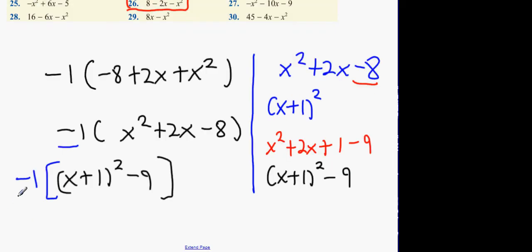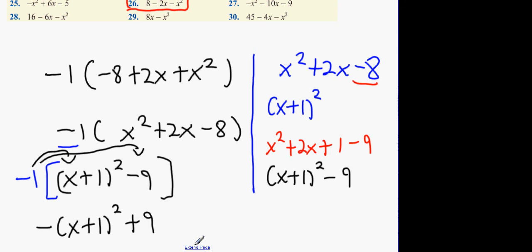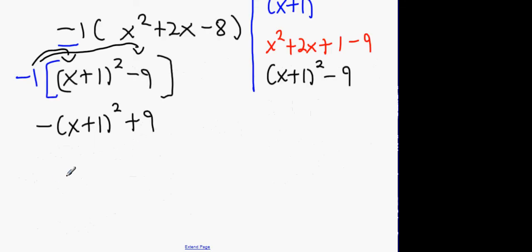Multiply back in by the minus 1, and what happens? We're going to get minus x plus 1 squared. What's minus 1 times minus 9? Plus 9. Bring the 9 back to the front. You're just rearranging the look of it, not changing anything about it. Our answer is 9 minus x plus 1 squared.